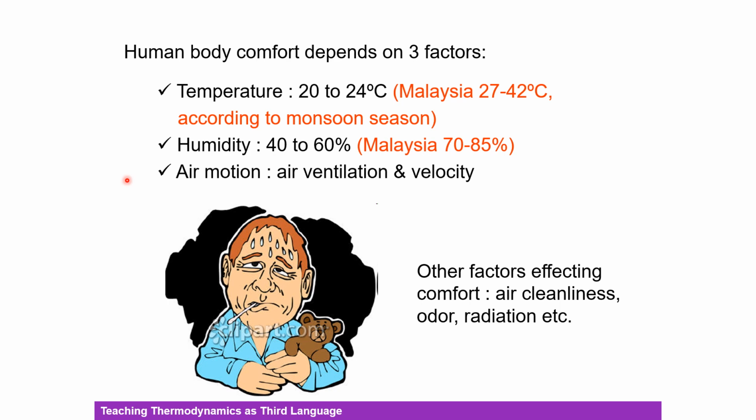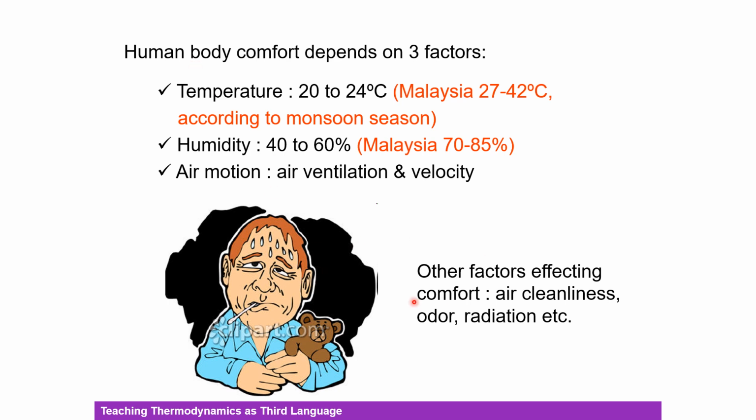Now, air motion should be strong enough to remove heat and moisture from the vicinity of the body, but gentle enough to be unnoticed. So you don't want a high velocity air blowing over your body because that becomes uncomfortable. So your air ventilation and the velocity of air motion is very important. So these are the three factors that are important in order to achieve the human body comfort.